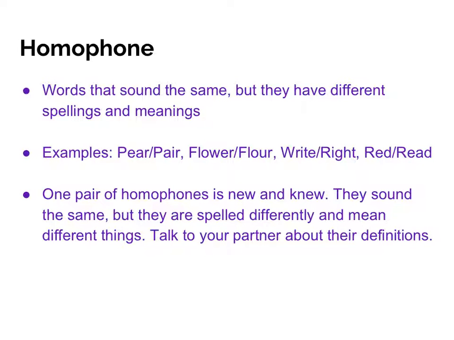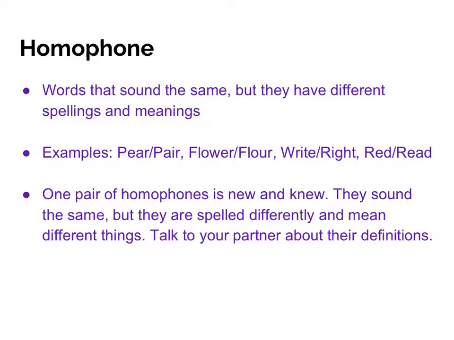A homophone is words that sound the same, but they have different spellings and meanings. So it's similar to a homonym, where it's two words that sound the same and have different meanings. But in this case, with homophones, they actually have different spellings too. So that's like here with the right, like writing with a pencil, and right here, where we talked it could be correct, or the opposite of left. Right, right, sounds the same, but it's not spelled the same and they mean different things. So it's a homophone.